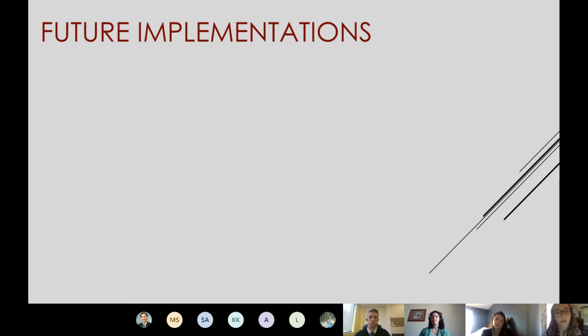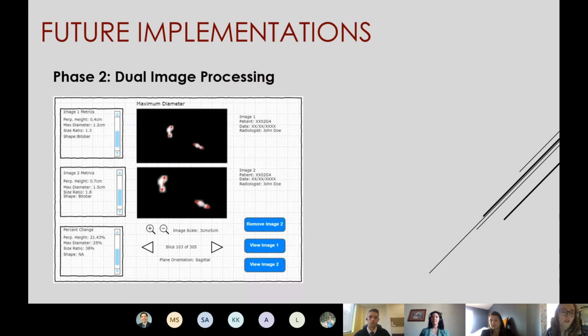So if a team were to take over this project, we had a few ideas for future implementations. First, we talked about doing this phase 2 dual image processing. Right now we have one image set that is shown on our UI and the metrics associated with it. This phase 2 would have 2 image sets shown on the UI as well as their metrics for easy viewing of percent change in the aneurysm.